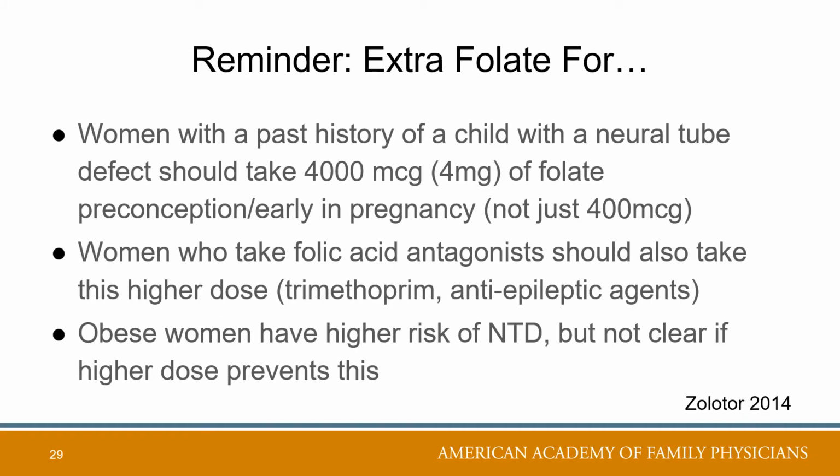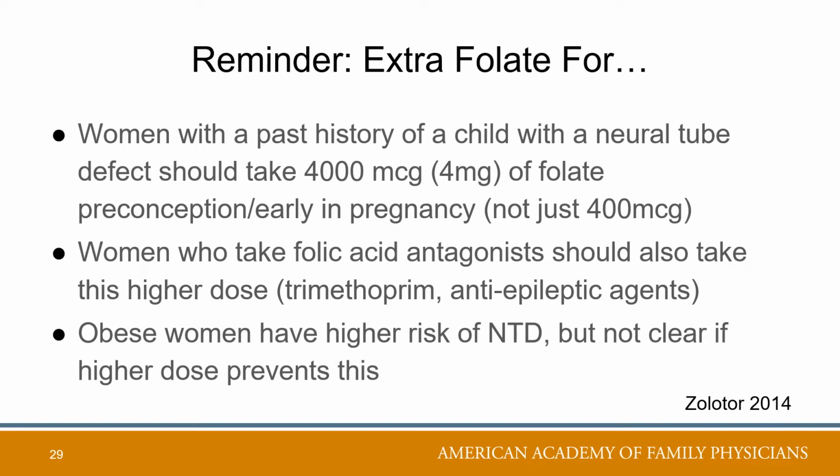You do want to think about extra folate for some women. For example, a person who has a past history of a child with a neural tube defect should take 4,000 micrograms, or 4 milligrams, of folate preconception and then early in pregnancy, not just the 400 micrograms. Women who take folic acid antagonists should also think about the higher dose. So those who are on trimethoprim or anti-epileptic agents should really be on 4 milligrams of folate.